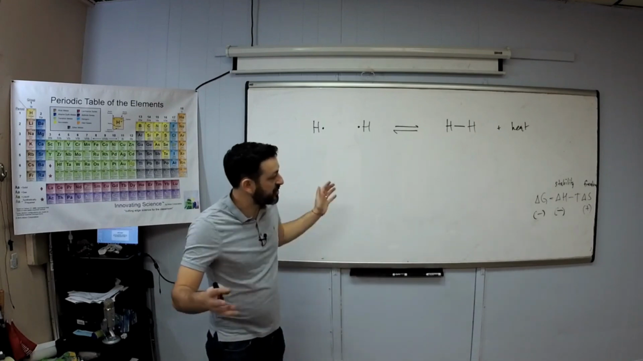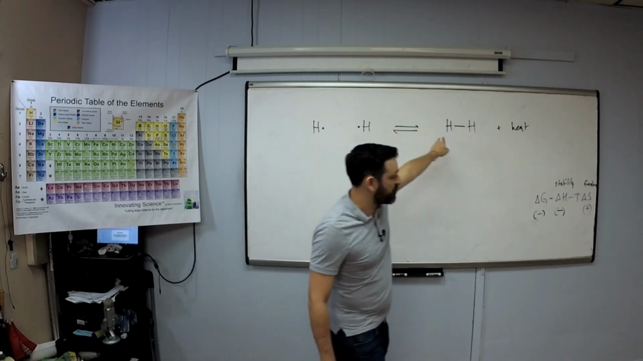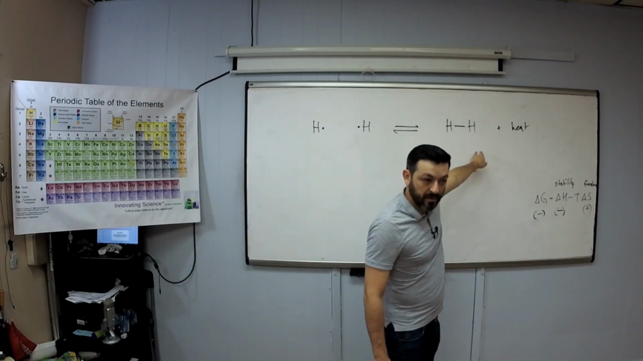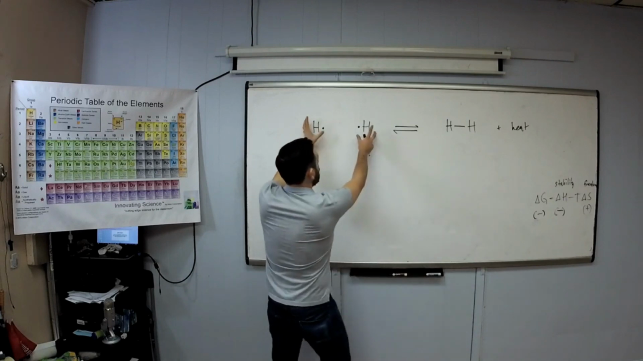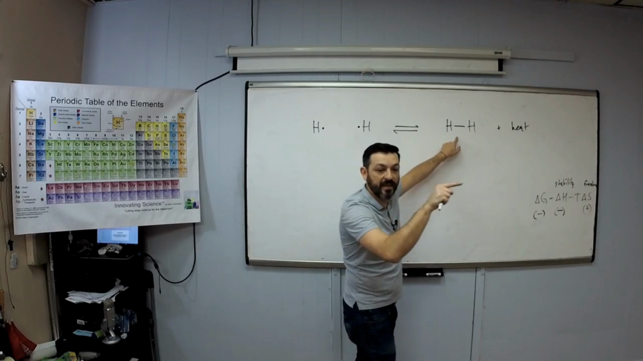Heat is not a thing, it's just energy. Do you see on the left side of the equation there's two things? And on the right side there's just one? They got married. Going from these two to one, they got married. Going this way, they lost entropy.